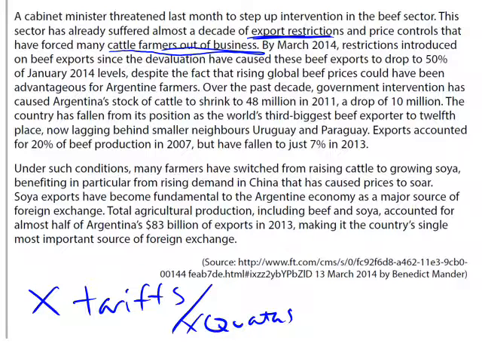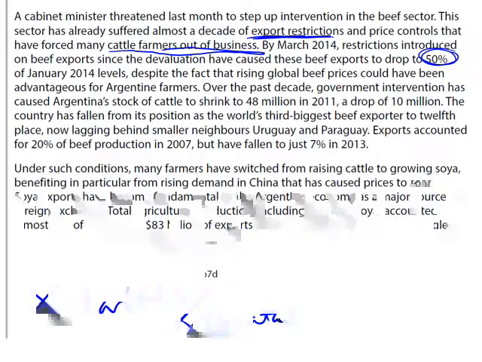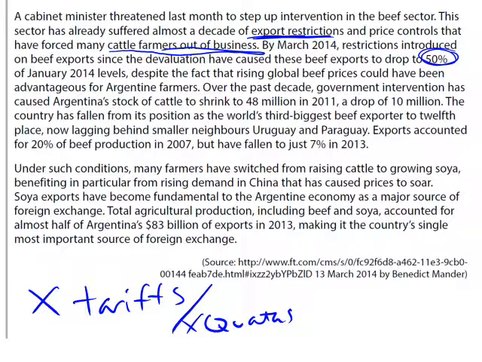The restrictions introduced on beef exports since the devaluation have caused beef exports to drop by 50%, a key figure for application there, despite the fact that rising global beef prices could have been advantageous for Argentinian farmers. So it's saying that primary dependence, if they had high beef prices, could have been good for the farmers. Over the past decade, the government intervention has caused Argentina's stock of cattle to shrink to 48 million, a drop of 10 million. Again, some key data there that we could use for application. And it's now not the third biggest beef producer, it's the 12th biggest beef producer.